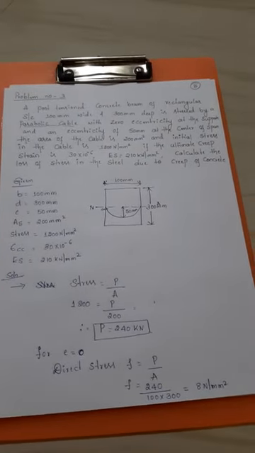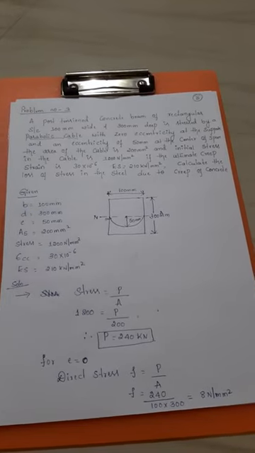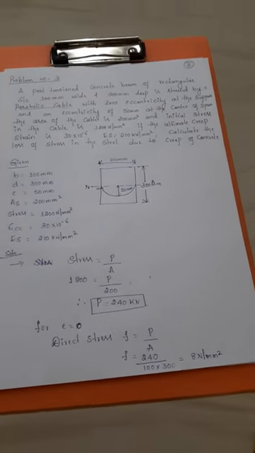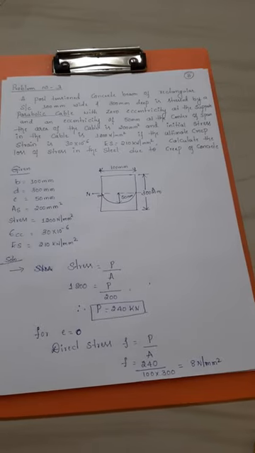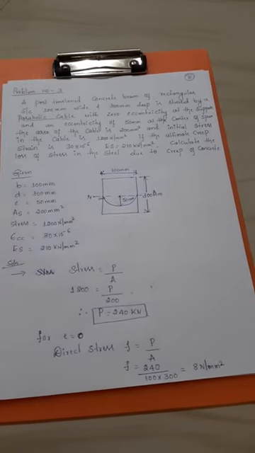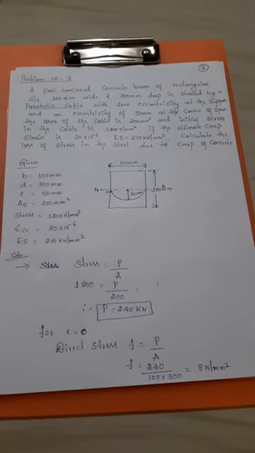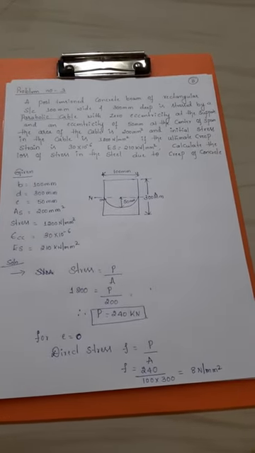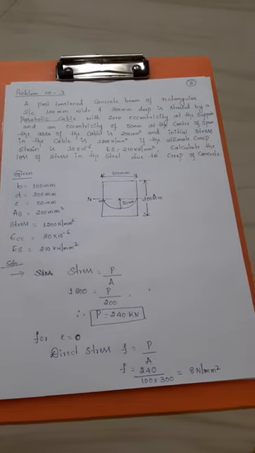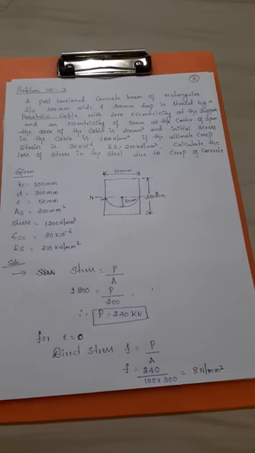Okay, underline that, parabolic cable, with zero eccentricity at the support. Please understand the question. With zero eccentricity at the support and an eccentricity of 50 mm at the center of span, the area of the cable is 200 mm square and initial stress in the cable is 1200 Newton per mm square. If the ultimate creep strain is 30 into 10 to the power of minus 6, that is your epsilon cc, and Es equals 210 kilonewton per mm square.